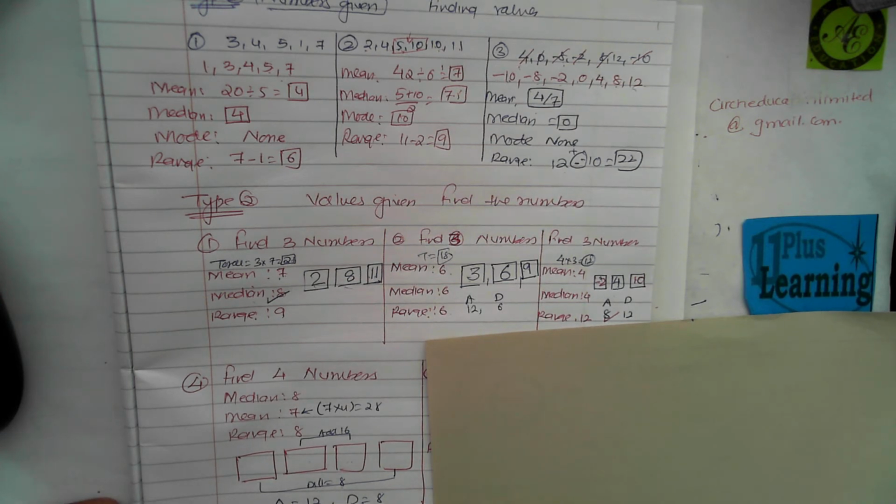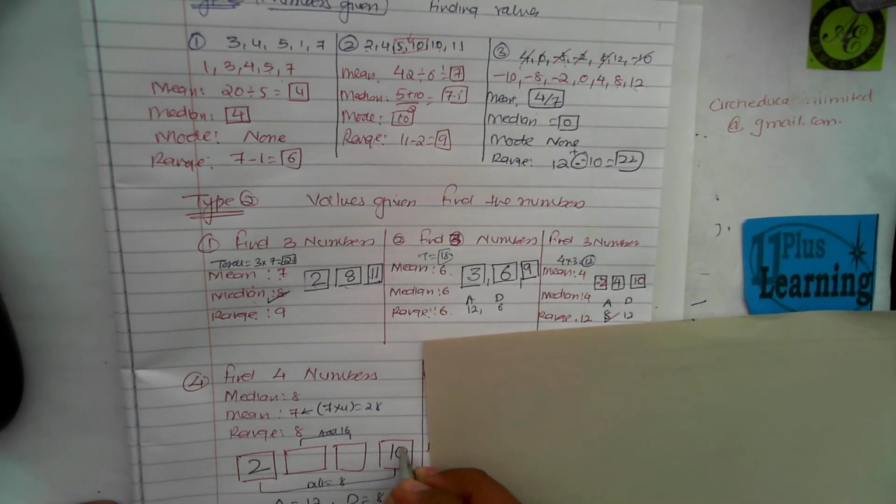3 and 11. Does it give you... no? No, that gives you, you have to get 14. Okay, could it be 2 and 10? 2 and 10? Yes, that's right. So 2 and 10. Lovely.